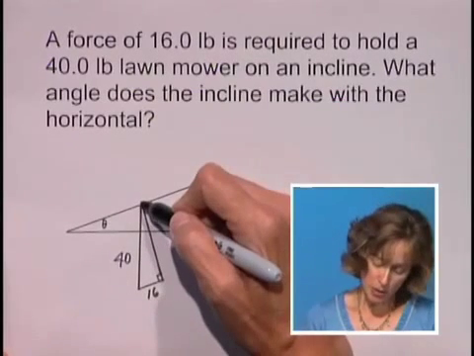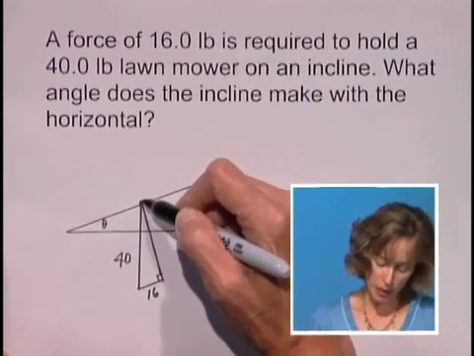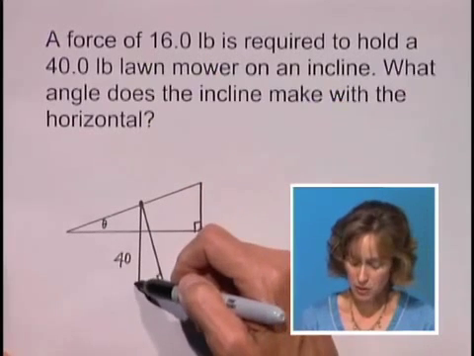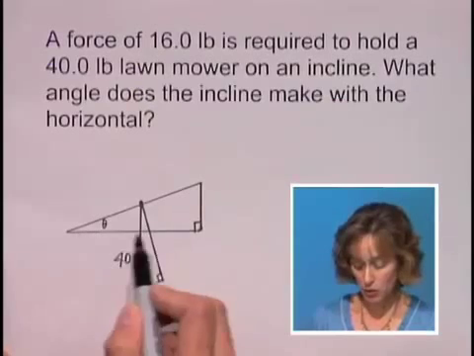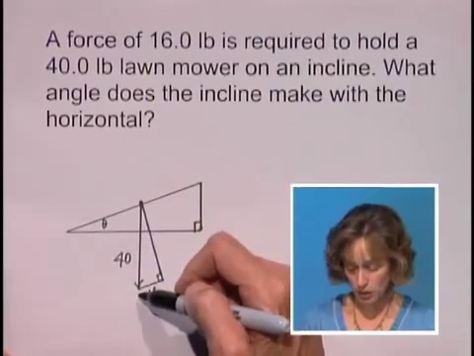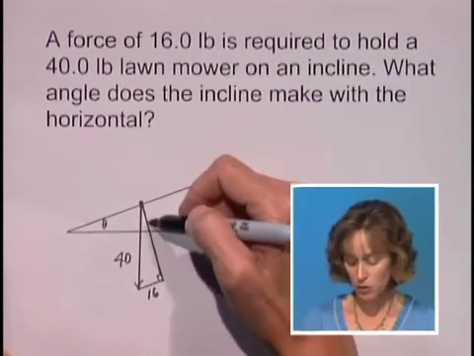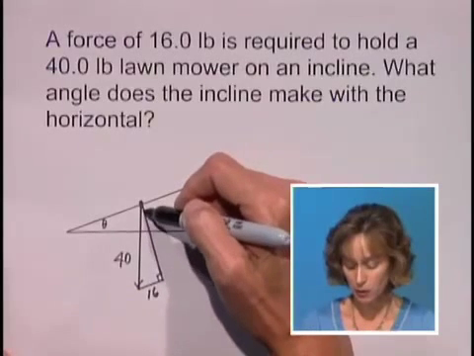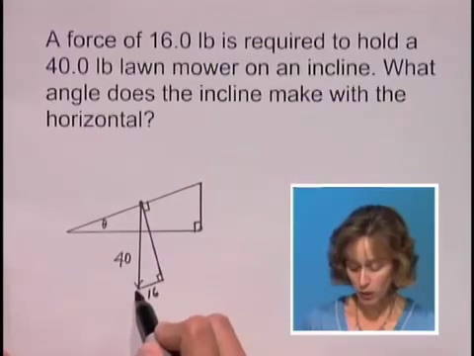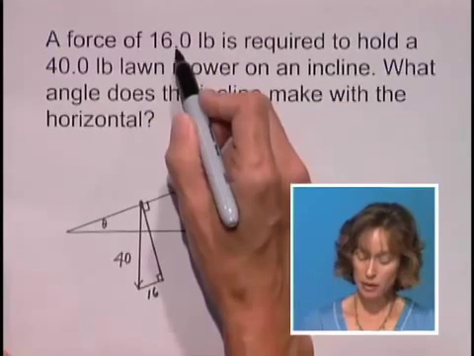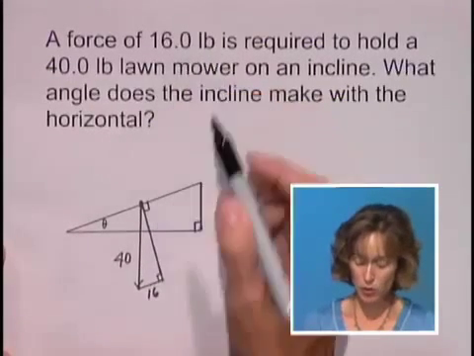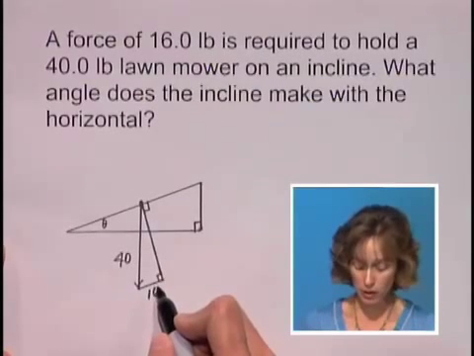What I've done is assumed that the lawnmower is roughly here and shown that its weight, its 40-pound weight, is perpendicular to the horizontal. Weight pulls straight down. And I've broken the weight into two components, one perpendicular to the incline and one parallel to the incline. The component parallel to the incline is the 16-pound force that's holding the lawnmower on the incline.